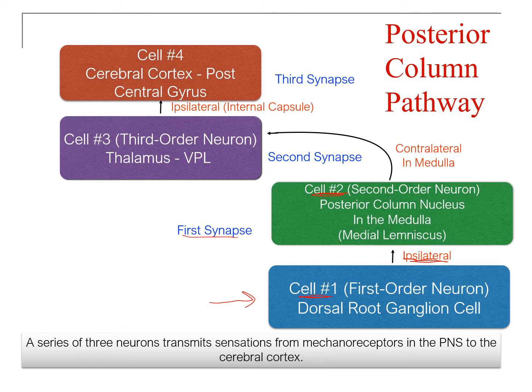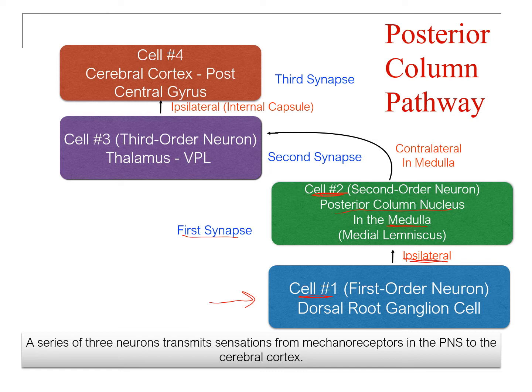Cell number 2 is located in the medulla, in a particular nucleus called the posterior column nucleus. All right, so that's located in the medulla. So that's where this cell is going to synapse. So for example, if the sensory neuron is from my fingertip, that's going to go from my fingertip into the spinal cord all the way to the brainstem. So that's one cell.